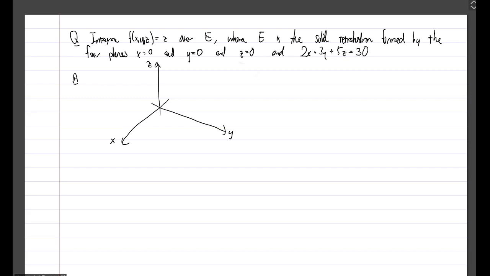What I want to do is talk about this last plane, and the easiest way to talk about it is what's the x-intercept, y-intercept, and z-intercept. To find the x-intercept, you set y and z equal to 0, so you have 2x is equal to 30. You end up with 15. Same deal when you plug in x and z are 0, then you get 3y equals 30, so you get 10 as the y-intercept, and similarly you'll get 6 as the z-intercept.